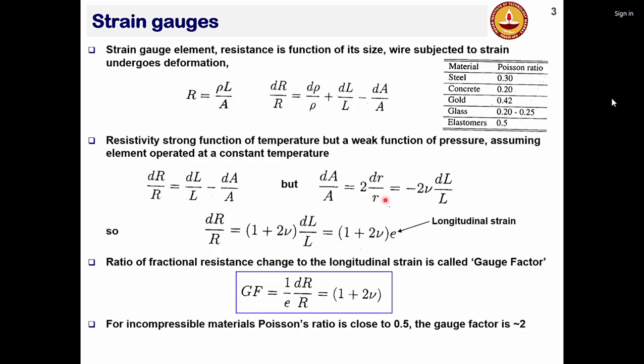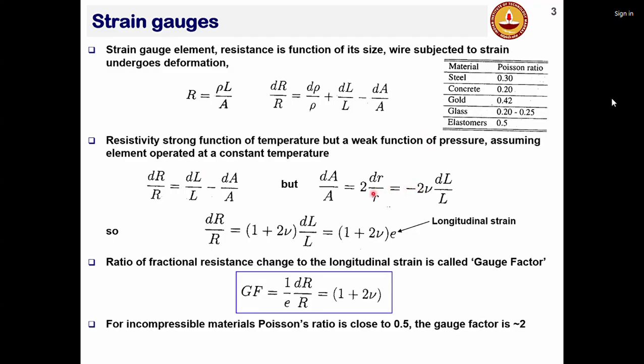So now if you bring in the definition of Poisson's ratio. Poisson's ratio is the ratio of lateral strain to the longitudinal strain. So basically, Poisson's ratio nu is dr over r divided by dL over L with a minus sign. Why is there a minus sign? Because if you take a wire, if the longitudinal strain is positive, the lateral strain will be negative. If the length increases, the area of cross section will reduce. So that is why you have a negative sign here.